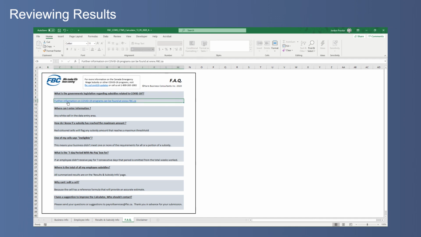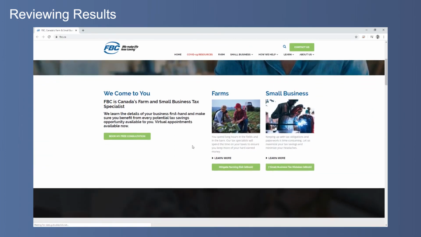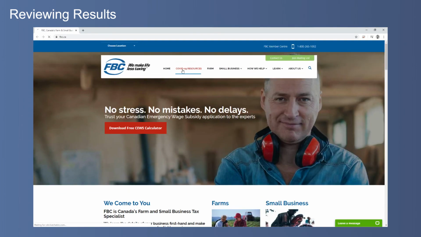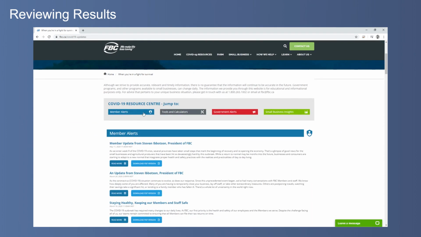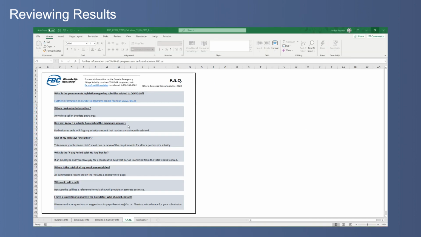You can click that link and it will take you to that page, and you can hit COVID resources at the top and it's just going to jump right there. So member alerts, tools and calculators, government alerts, and then small business insights if you're trying to navigate COVID as best you can. So definitely worth checking out when you're able to.